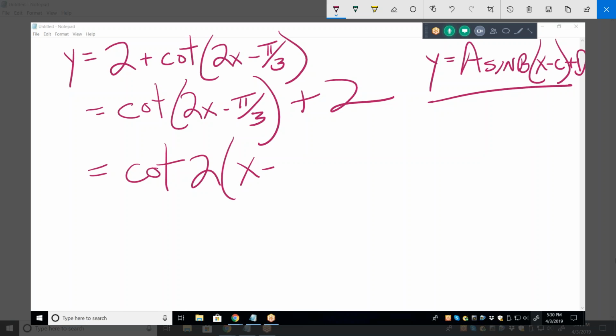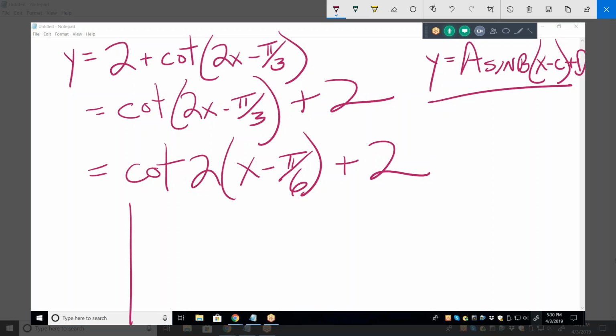What should that second part be? If I'm factoring 2 out of that from inside the parentheses, what's the pi over 3 become? Pi over 6. Now that's the phase shift. No longer have any doubts as to what everything is. B is 2, the phase shift is positive pi over 6, and plus 2 is the vertical shift.